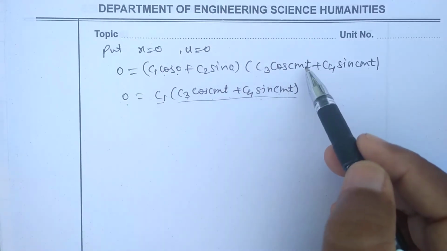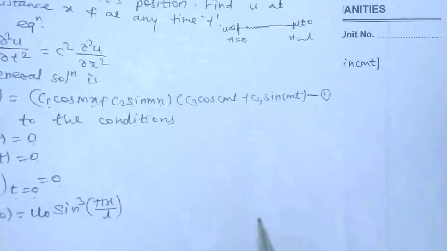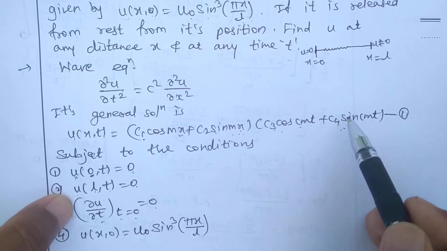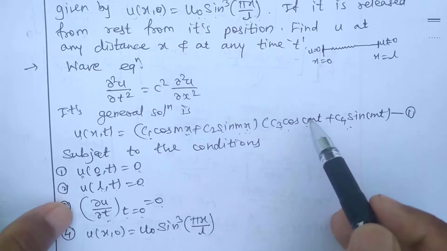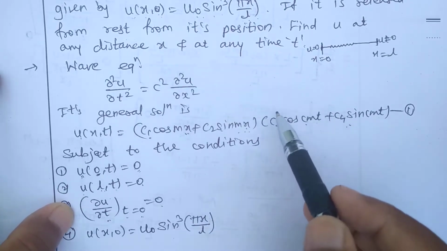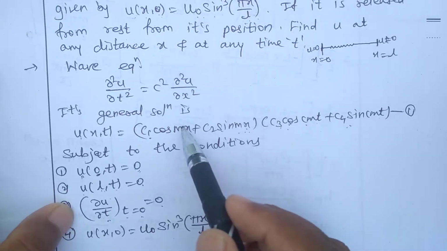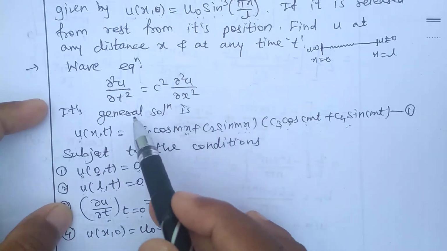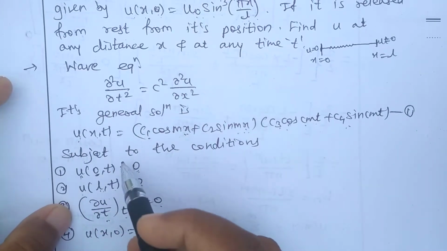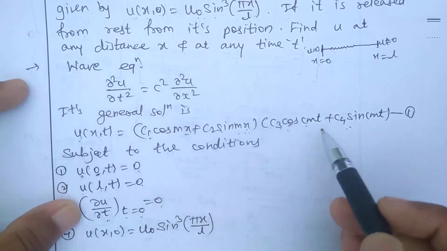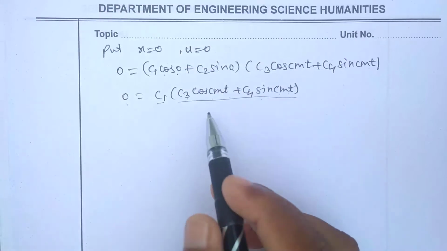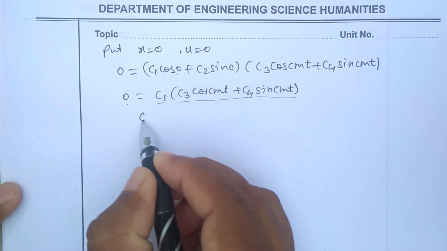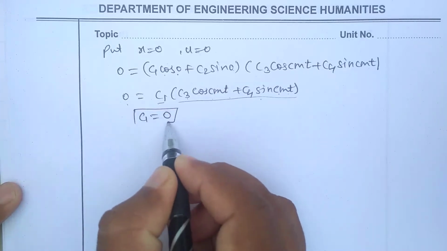This term is present in equation number 1. We can't take it as 0, because if you take it as 0, then 0 into anything is 0, so you will get u of x comma t, in general, the solution, as 0. We require a non-zero solution. That means this term is not 0. So c3 cos cmt plus c4 sin cmt is not equal to 0. Therefore we will get c1 is equal to 0.